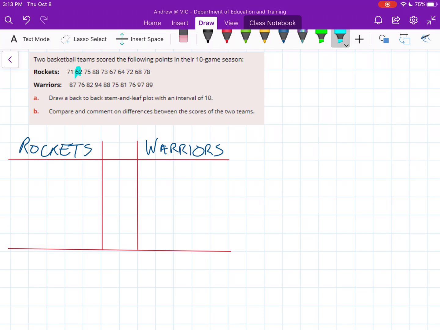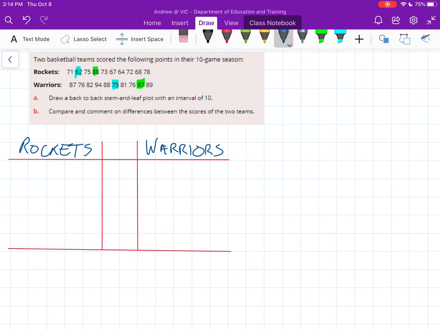And the Warriors' smallest value here is 75. And we'll just go over the highest value. So the Rockets' highest value here is 88, and our highest value for the Warriors is 97 just here. It's really good to get this so you can set up your plot appropriately. So here we know that our data is going to go from 62, the Rockets' smallest score, to 97, the Warriors' highest score.